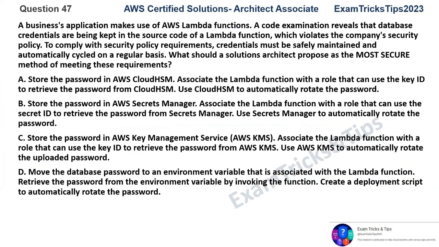Question number 47. A business's application makes use of an AWS Lambda function. A code examination reveals that database credentials are being kept in the source code of a Lambda function, which violates the company security policy. To comply with the security policy requirement, credentials must be safely maintained and automatically cycled on a regular basis. What should a solutions architect propose as the most secure method for meeting this requirement?